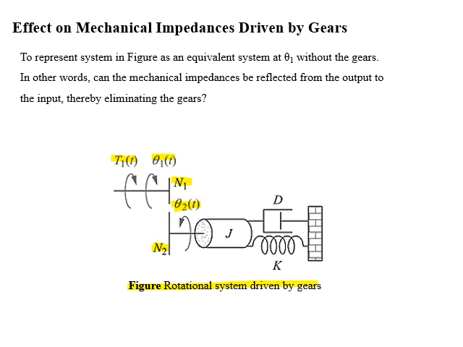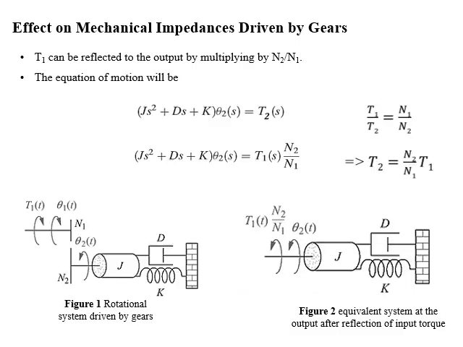Now we will study what impedance is experienced by input torque T1. For this, we will find a system without gears. Means we will shift all the impedances of the system to the input side of the system, where angular displacement is represented by theta 2(t). Dear students, to study effect on mechanical system driven by gears, we will reflect the impedances from output part of the gears to input part of the gear.